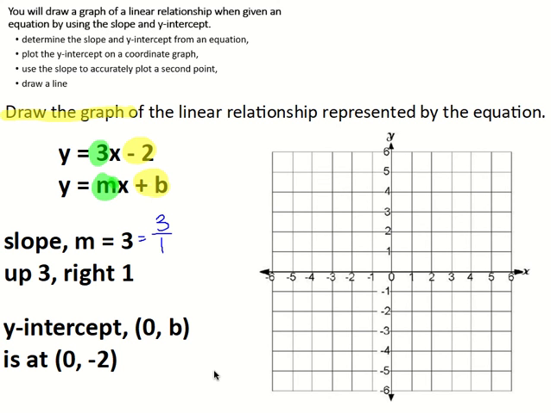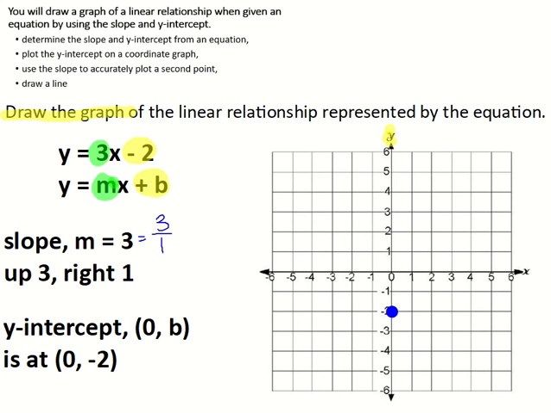So I'm going to plot my y-intercept on the graph. So I'm going to look for the y-axis, which is right here. I'm going to go down to the number negative 2 and place a point right there. That point represents the y-intercept at 0, negative 2.